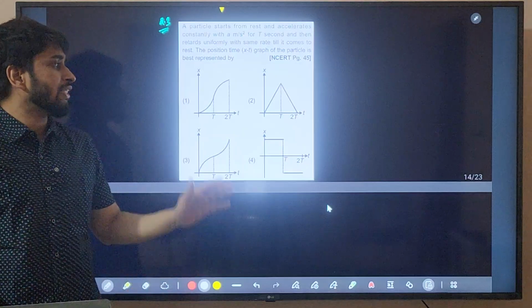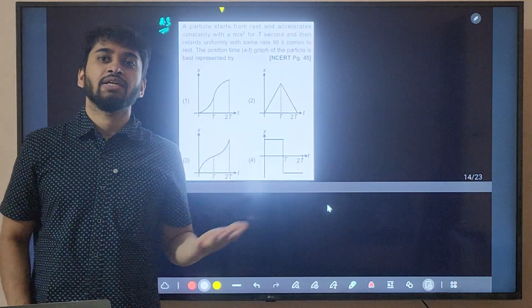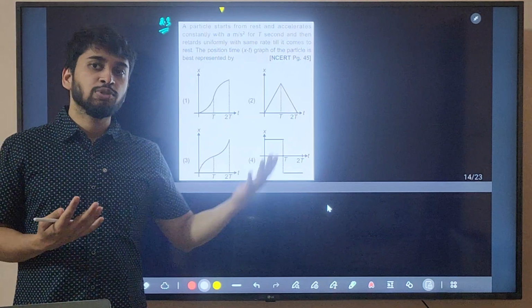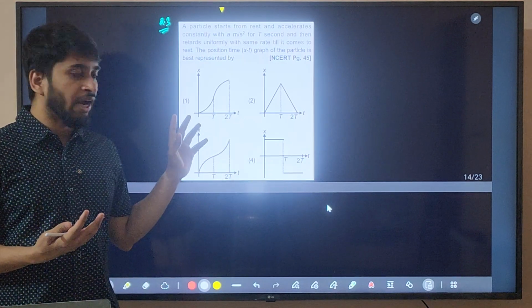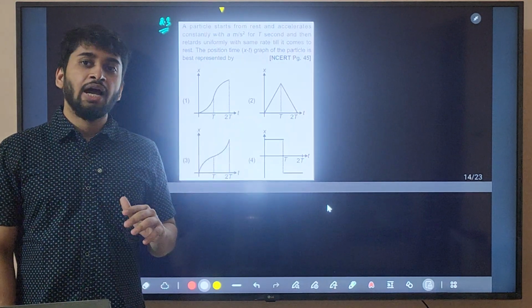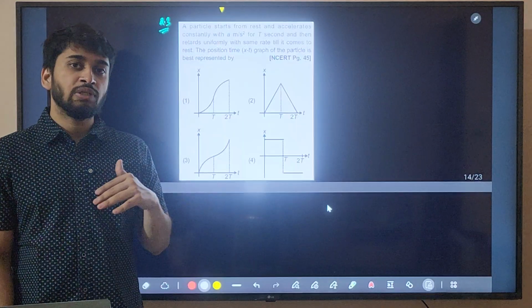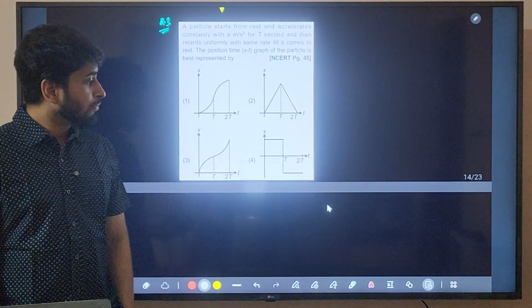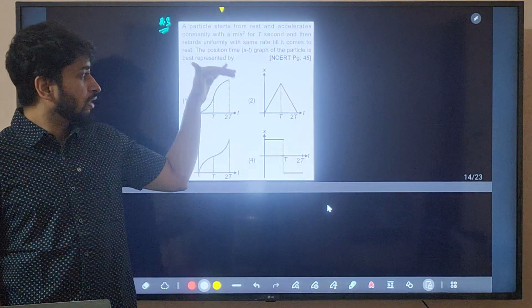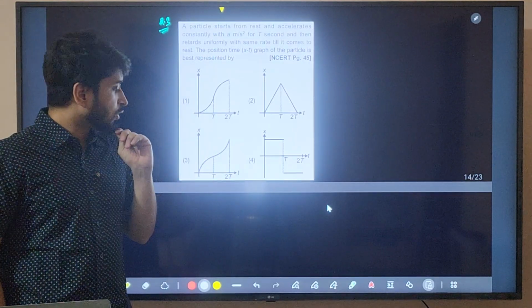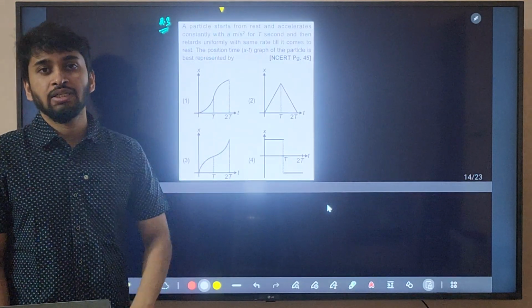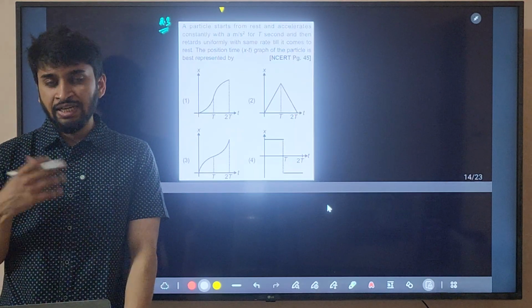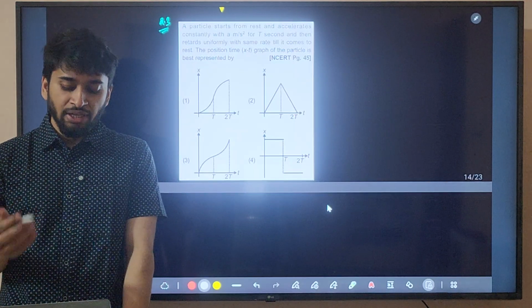So see, when the particle is accelerating, the velocity will be increasing. That means the slope should increase. So for the first part, from 0 to t, the graph should be an upward parabola. And for the second part, it should be a downward parabola. So first it should be an upward parabola, then a downward parabola, because first it is accelerating, then it is decelerating. So upward and then downward.